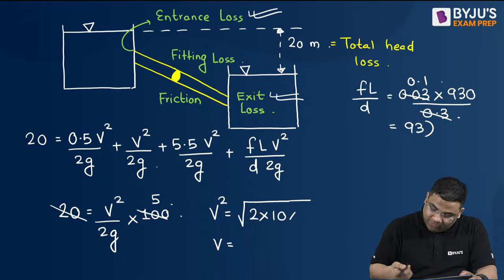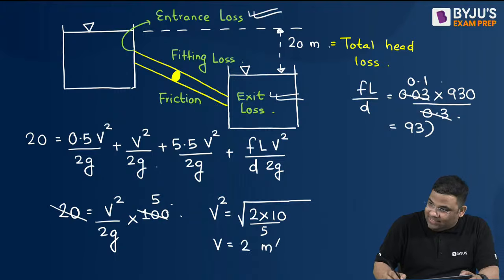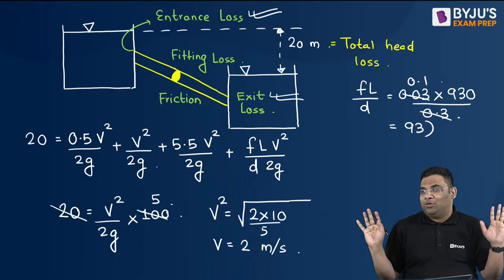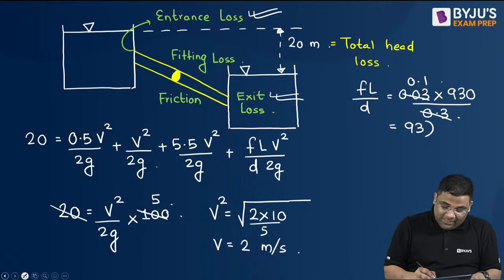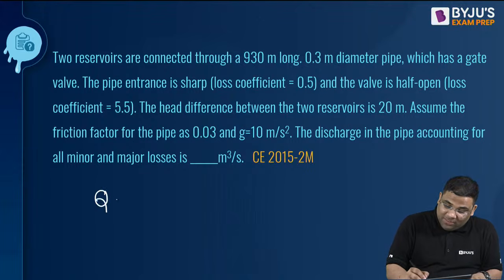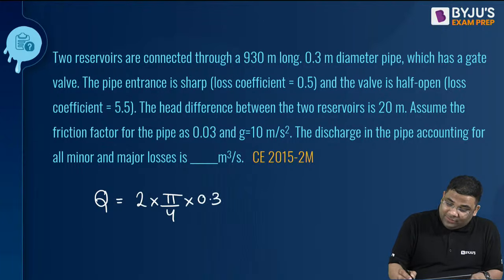2G by 5, right? Getting 2 meter per second, right? Yes, 2 meter per second. So easy, so nice. Once you get your V as 2 meter per second, you can easily find out the discharge. Discharge will be how much? The velocity into the area, pi by 4 into 0.3 square.